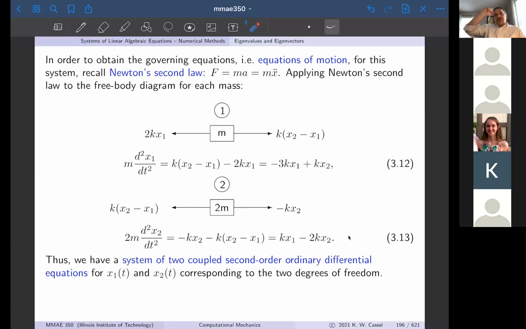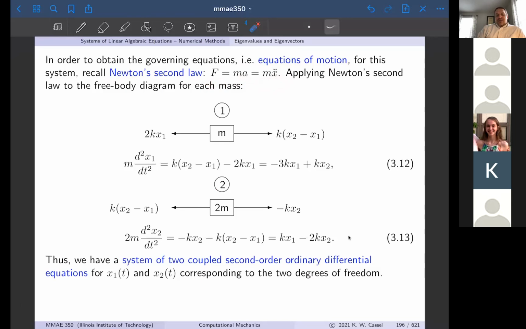So put your MMAE 305 hat on. You want to get the equations of motion of our spring mass system. So we use Newton's second law, which is F equals ma, force is mass times acceleration. Remember, acceleration is the time derivative of the velocity, and the velocity is the time derivative of the position. So the acceleration a is just x double dot, where x is position. So the second derivative in time of the position is the acceleration. So F is equal to mass times x double dot.